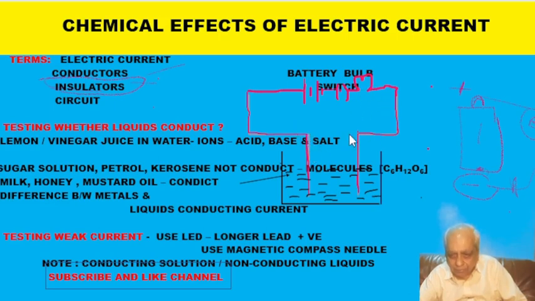If I connect some copper wire here, the bulb will glow. So copper is a good conductor. If I connect a wooden piece here, it will not glow. If I connect a material made of brass, it will glow. So it is a good conductor. So this experiment we have done for metals.